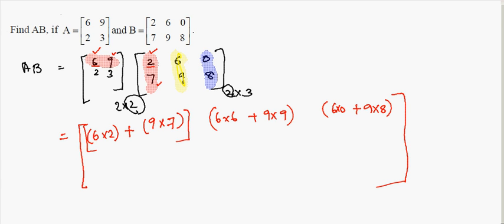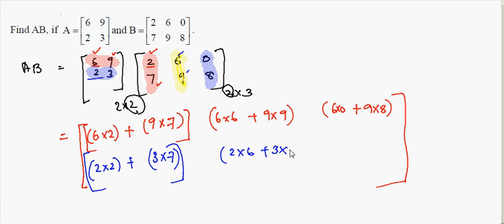Now similarly come to the second row of the first matrix. The second row is 2 and 3. Just as we did for the first row, do it similarly. First you multiply 2 into 2 plus 3 into 7. Again, the elements are multiplied with the second column and added up, so it will be 2 into 6 plus 3 into 9. Similarly, it will be 2 into 0 plus 3 into 8.